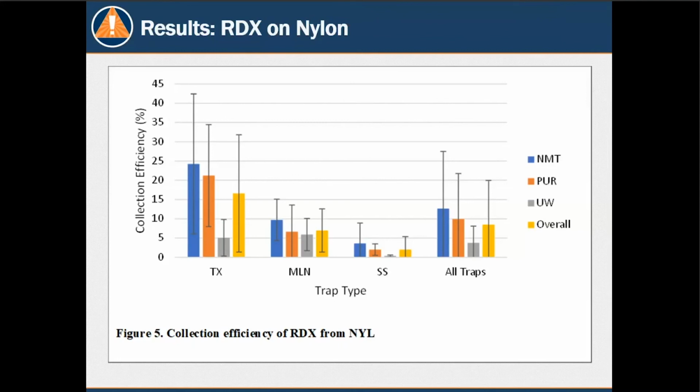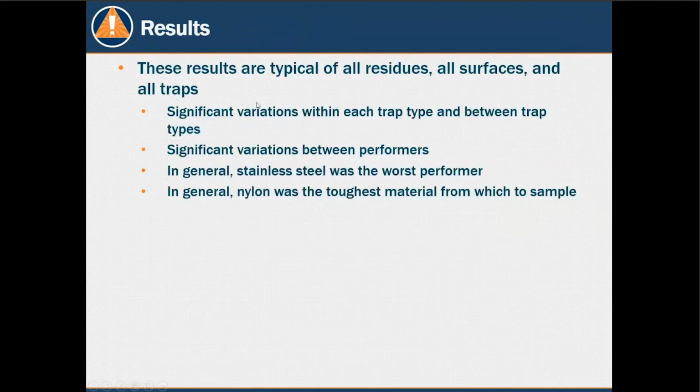It was always very large variation in recovery within a lab, very large variation from trap to trap, and very large variation from surface to surface, with one exception. And that one exception, so here's what I just said to you. What we could pull from it is that the stainless steel trap was generally the worst performer.